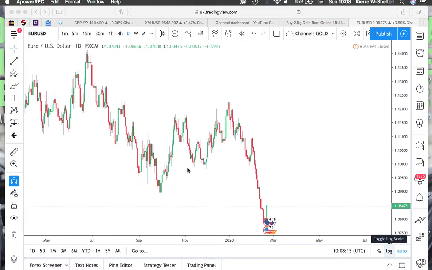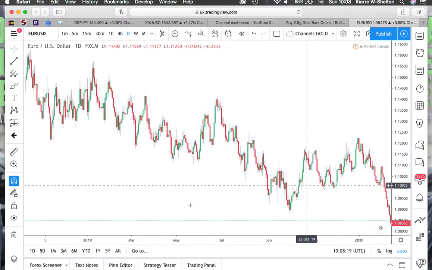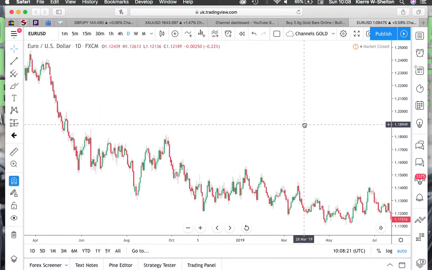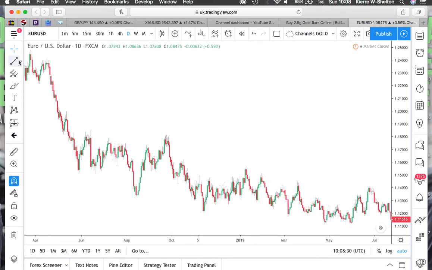So let's just build a channel. Let's try and find a horizontal one first. I think it's horizontal. I'm sure it's not vertical. Vertical's up, isn't it? I believe anyway. Correct me if I'm wrong. Can't be asked to check. Being lazy.